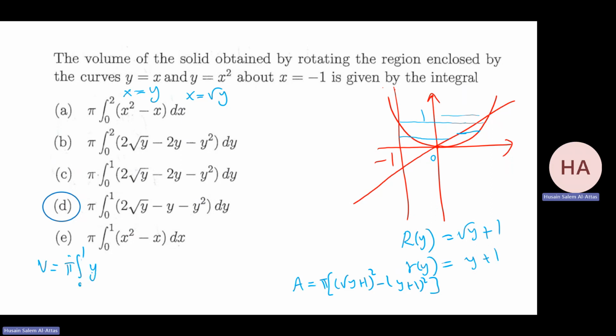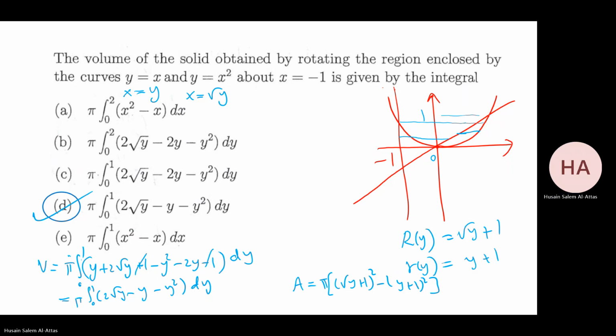First one squared, that will be y plus 2 square root of y plus 1, minus y squared minus 2y minus 1 dy. That will be pi integral from 0 to 1 of 2 square root of y minus y, that will be minus y. This is cancelled. Minus y squared dy. And that's my answer.